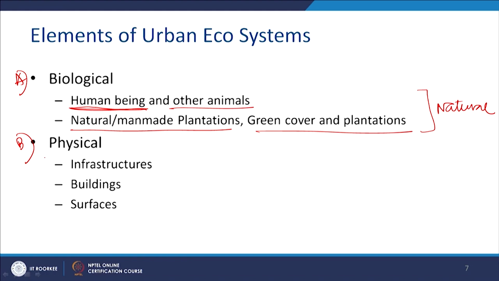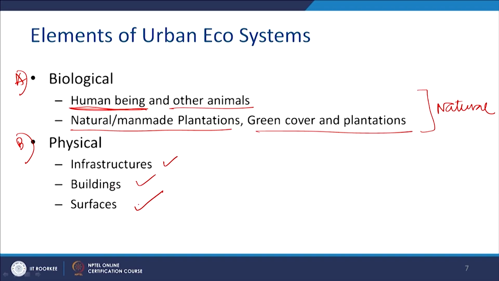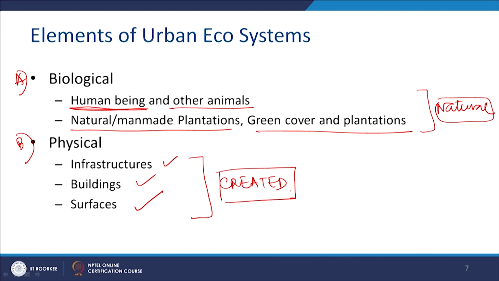And there are a few physical features like infrastructure, like road transport, water supply network, bus stands, buildings and also surfaces. You are creating the parking areas, you are creating the pedestrian areas. So, surfaces, buildings, infrastructure, even terrace. When you are creating a raised terrace for the pedestrian or the podium, those are all created features in an urban environment.